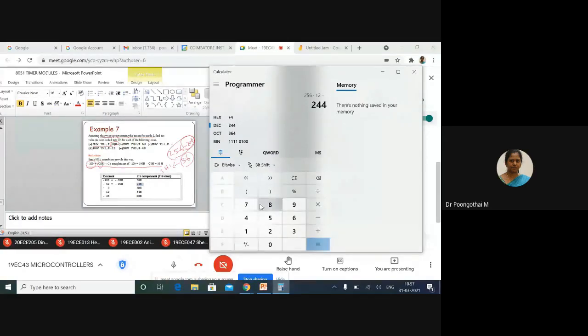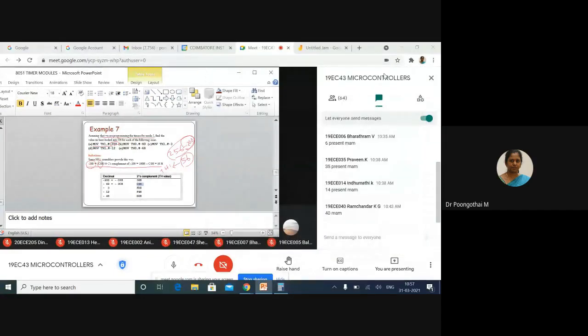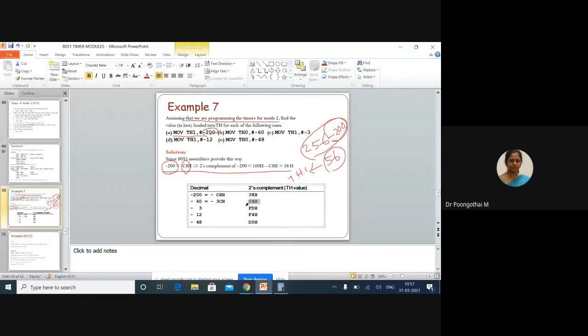So this 48 is subtracted from 256. So this would be your initial value. D naught is the initial value. So in this way, we can represent the negative form in the 8051 instruction. Instead of loading this value, you can directly load this minus 3, minus 60 or minus 12, minus 48. Okay. Is that clear?